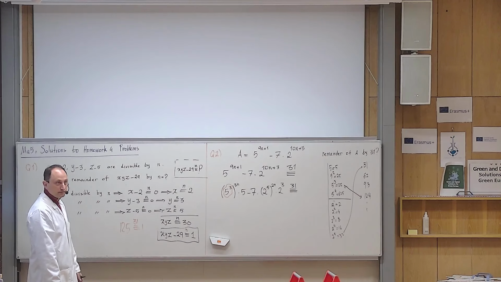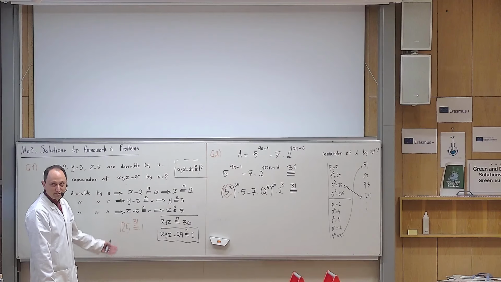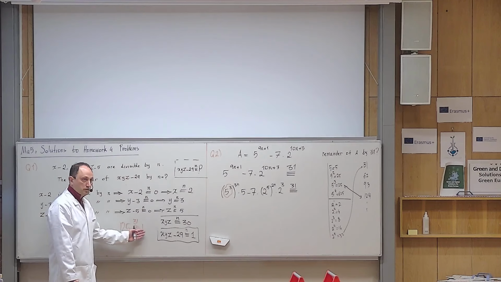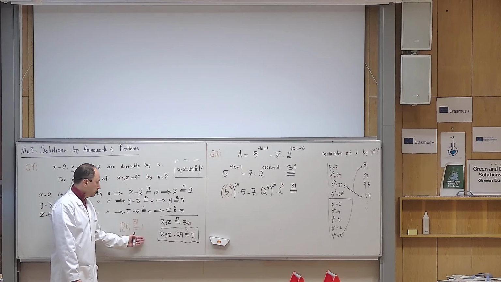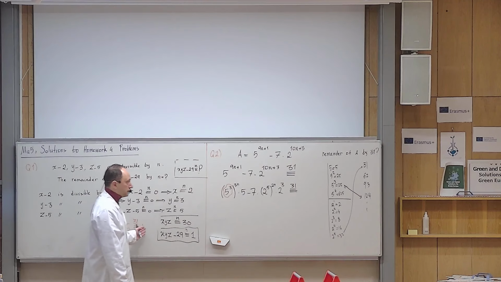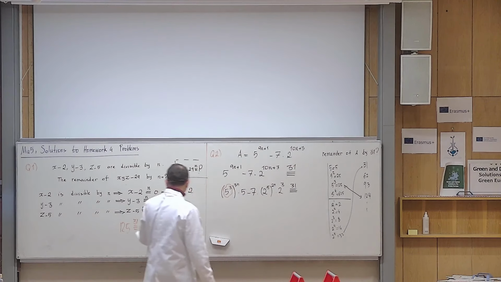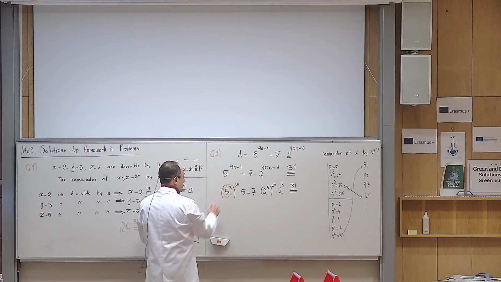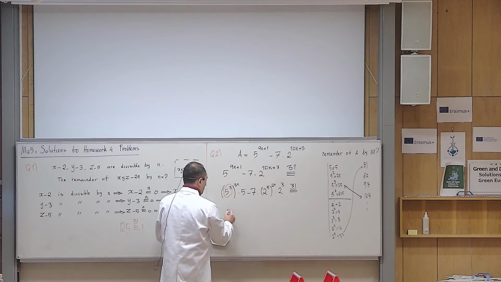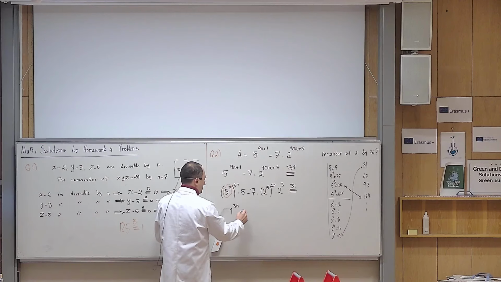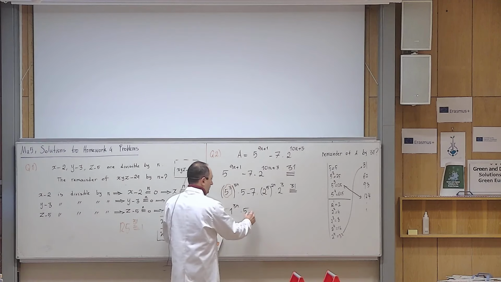Yes, because the number on the left minus the number on the right is 124. 124 is divisible by 31 because that's a multiple of 31. Yes? So, instead of 5 to power 3, what can I write simply? I can write 1 to power 3n multiplied by 5 minus 7.